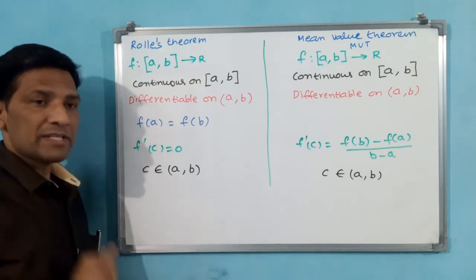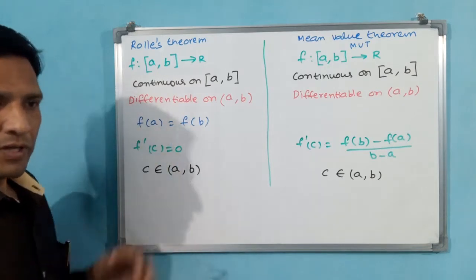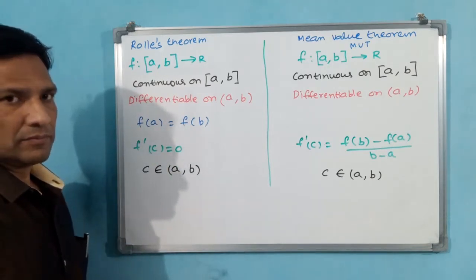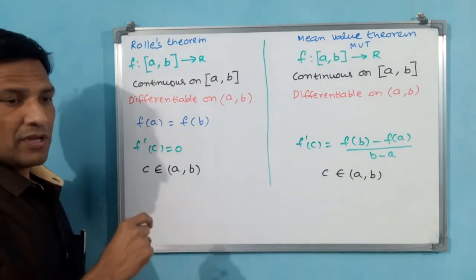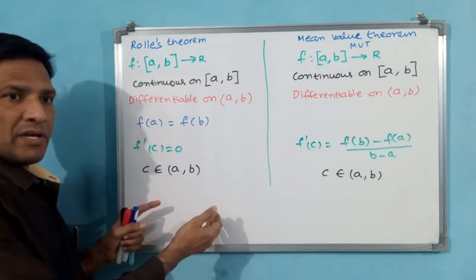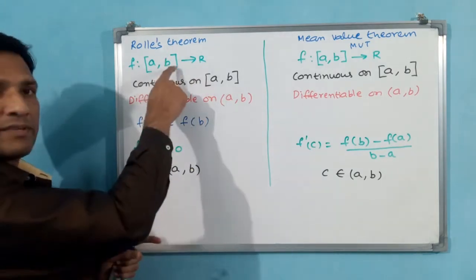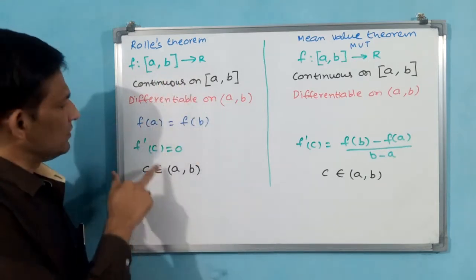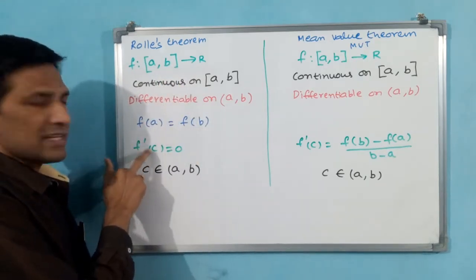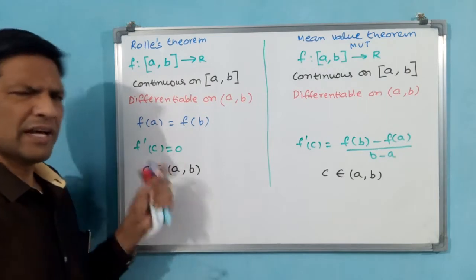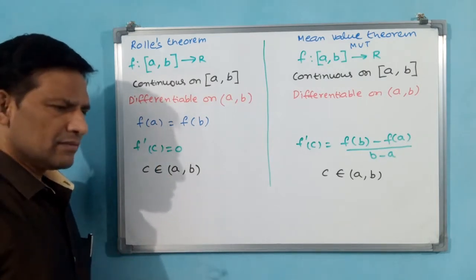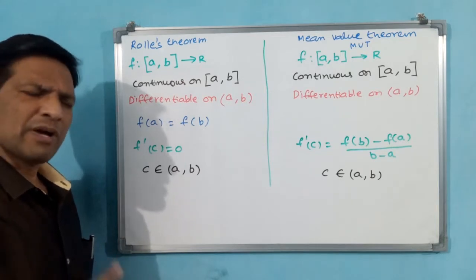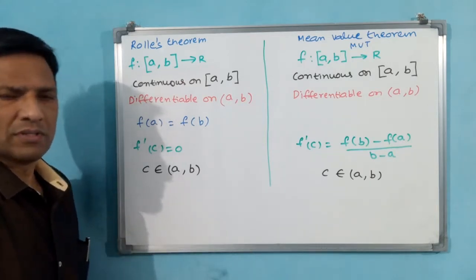Rolle's theorem means we can say a function has one point c which is between A and B. At that point, the derivative of that function will be 0. At that point, the derivative f dash c will be 0. Like that also we can say. But theory and all, nobody asks. See, we are doing 6 questions. By doing questions itself, we can get more concept.